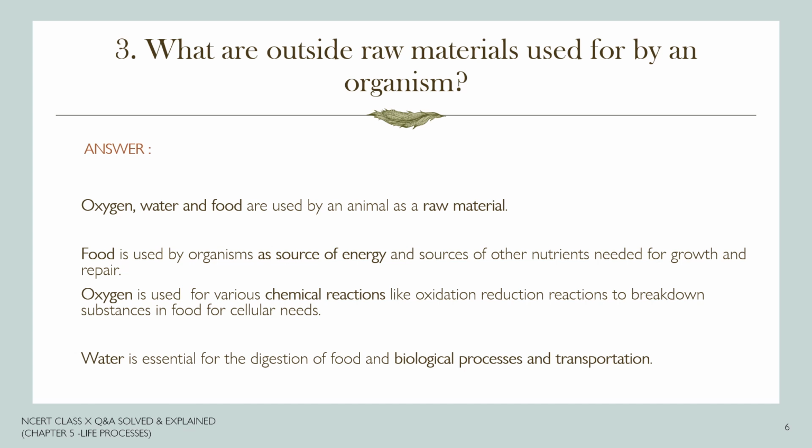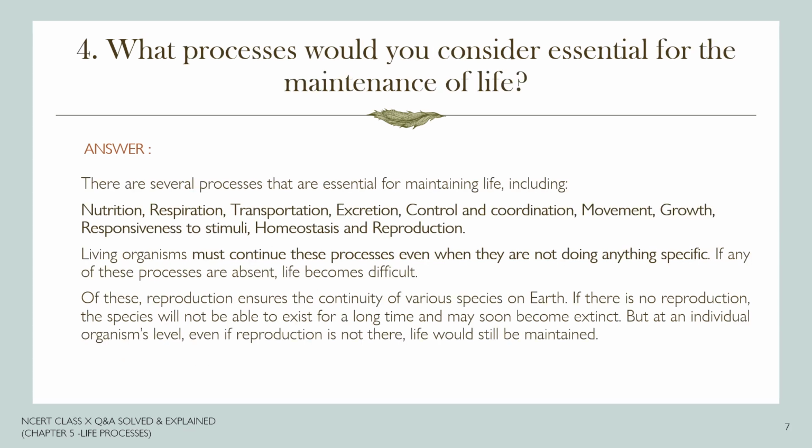Moving on to the next question. What processes would you consider essential for maintenance of life? So, the processes which an organism must do, even if it is not doing anything else, but still continues to do the processes, and without which life would become difficult, are the essential processes for maintenance of life, which includes nutrition, respiration, transportation, excretion, control and coordination, movement, response to stimuli, homeostasis, all of these.